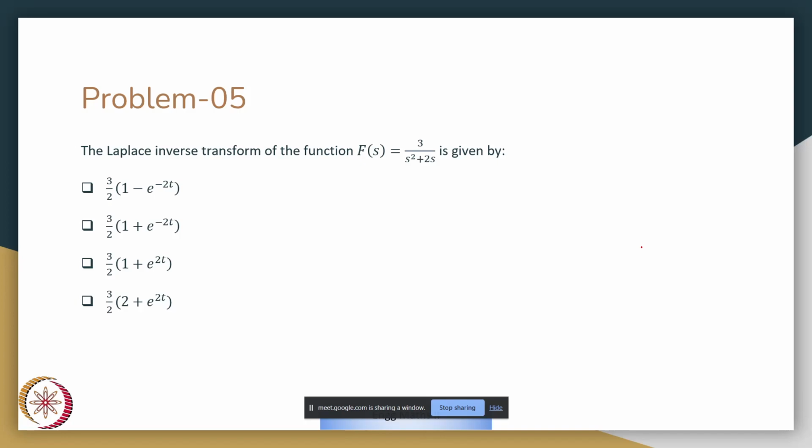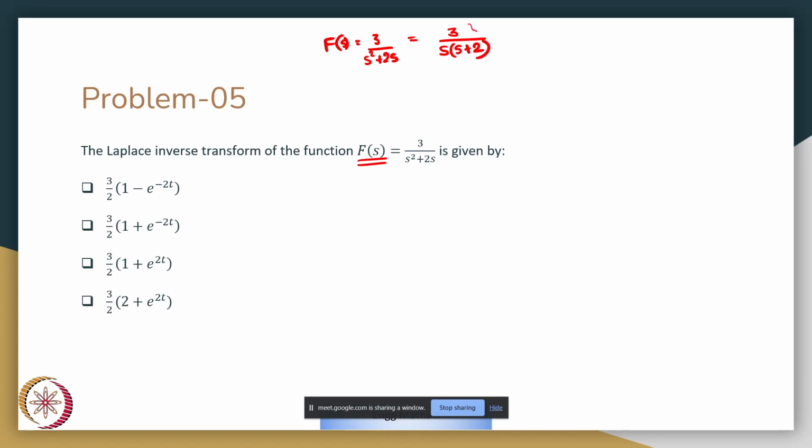Problem number 5. Now we are asked to calculate the inverse Laplace transform. Okay, so let us see. We'll be trying to decompose this function F of s, capital F of s, into its partial fractions. So we have capital F of s equals 3 upon s square plus 2s, which is nothing but 3 upon, if I factorize the denominator, s into s plus 2.